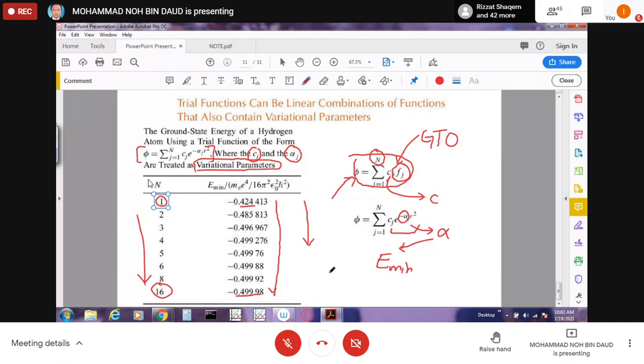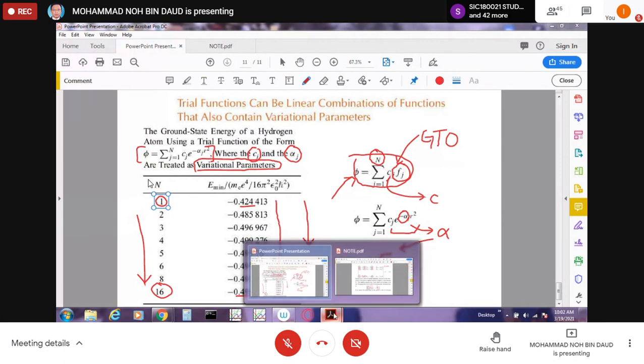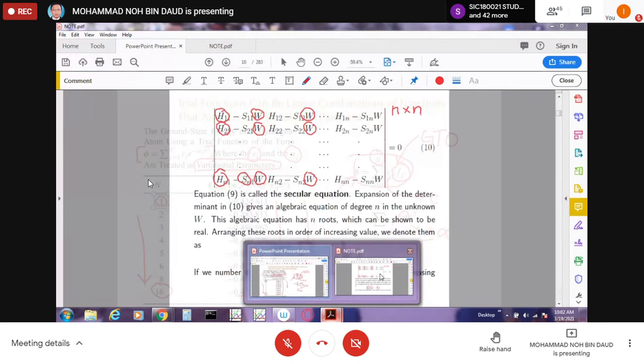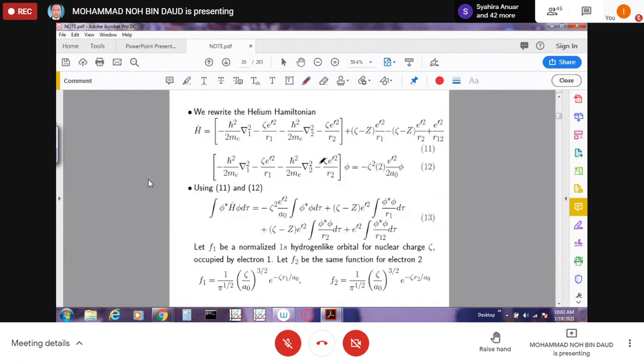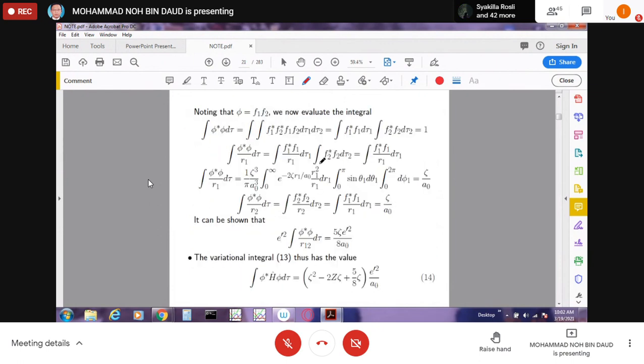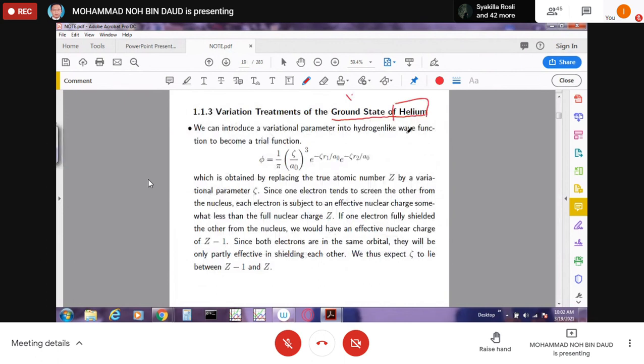So now we can stop. Next week we will continue with perturbation and the variational treatment for the ground state of helium. Helium is the simplest, so this is a good model to describe interacting electrons in atoms. Helium contains 2 electrons, so you can try to look at this calculation, how we can use these trial functions.